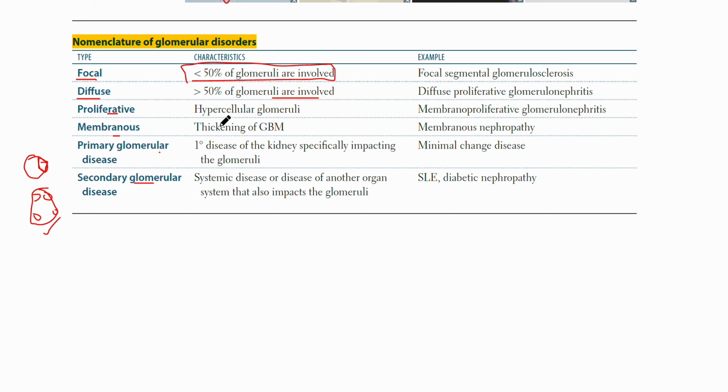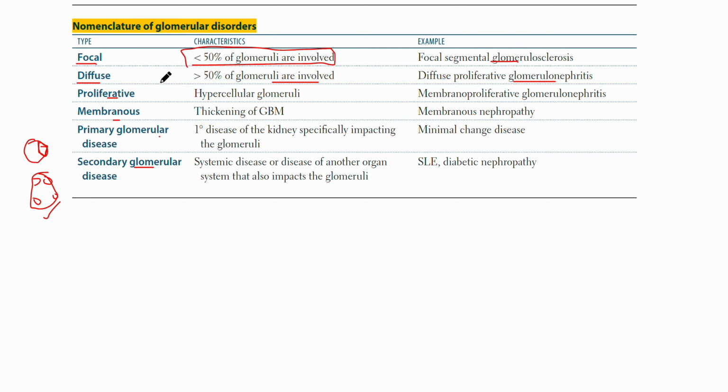So, and also they are seen in diffuse proliferative glomerulonephritis, and they are seen in focal segmental glomerulosclerosis. Proliferative means hypercellular glomeruli, and there are different causes of being hypercellular. There can be reactive glomerulosis, right? And also infiltration of inflammatory cells can be there. We'll talk about this in membranoproliferative glomerulonephritis while talking about nephritic syndrome in a tabulated format, like a differential diagnosis.